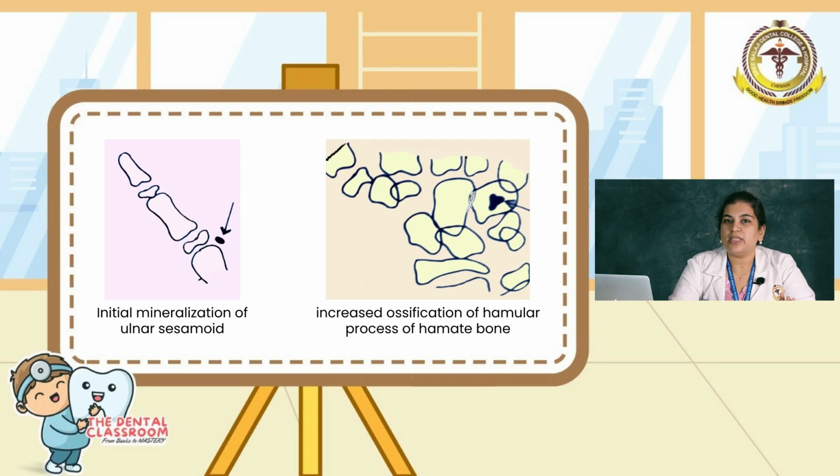Now the sesamoid is a small, ovoid bone that is seen distal to your thumb. It does not come under the count of carpals, neither does it come under the count of metacarpals. It's a small, spherical bone that helps in the movement of your thumb, and it's seen closer to the radius. So the initial mineralization of the ulnar sesamoid of the thumb corresponds to stage 4, following which there is an increased ossification of the hamular process.